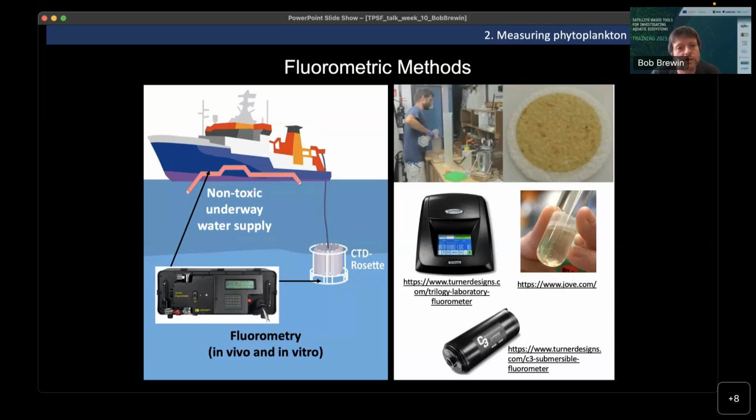Another way of measuring chlorophyll using fluorometry is to do it in vivo. So to measure it directly, either using a fluorometer attached to the CTD or potentially on a non-toxic underway sample. So if you look at this image on the top left here, this is just illustrating how water can be pumped through a ship as it moves, and you can continuously measure chlorophyll fluorescence. Now, there are advantages and disadvantages to both these techniques. Typically, the in vitro method, the extraction method, is a lot more accurate for measuring chlorophyll in the ocean and phytoplankton biomass.